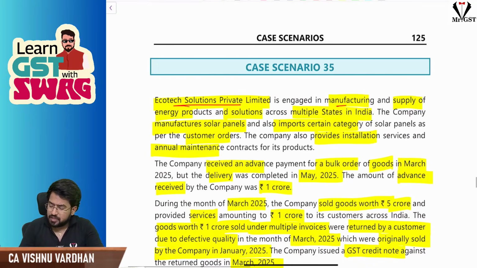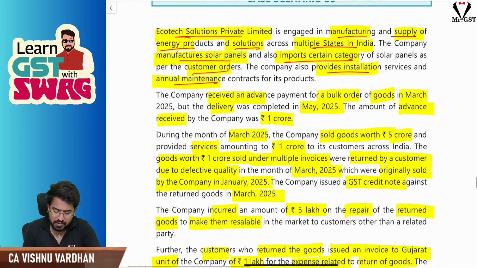Ecotech Solutions Private Limited is manufacturing and supplying energy related products and solutions across multiple states in India. It manufactures solar panels and also imports certain categories of solar panels based on customer orders. The company is also providing installation and annual maintenance services for its products.